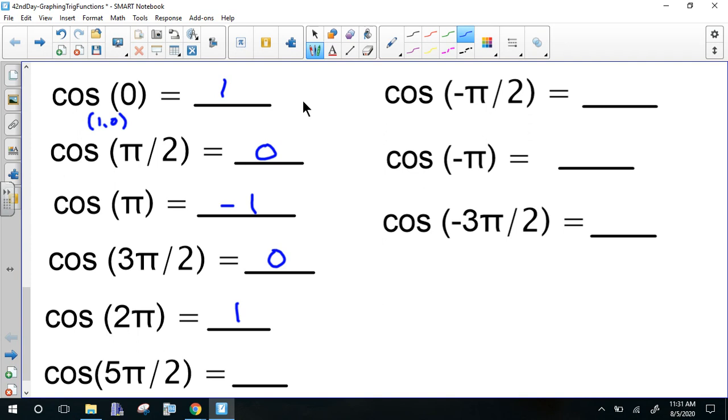Cosine of 5 pi over 2, we're continuing on. That's basically 2.5 pi, so we're back up there at 90 degrees. So that's going to be the same as pi over 2. That's going to be 0.